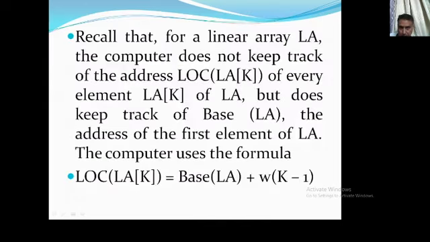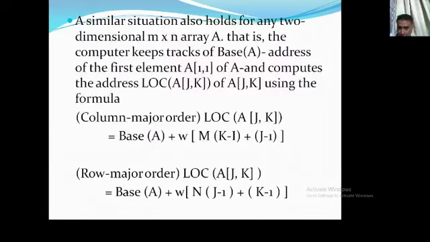Now recall that when calculating the address of any element, the computer keeps only the base address LA. Then we use base plus k minus 1. There was only one index here, this k. But now in a two-dimensional array we have two different indices. In case of row major, we have base plus, multiplied by m, the address of the location whose element is supposed to be found, with k minus 1, j minus 1.